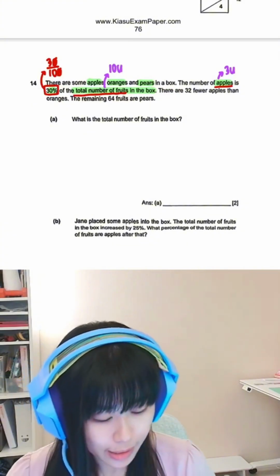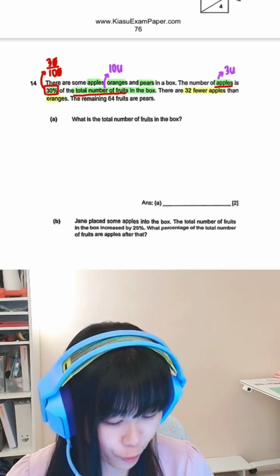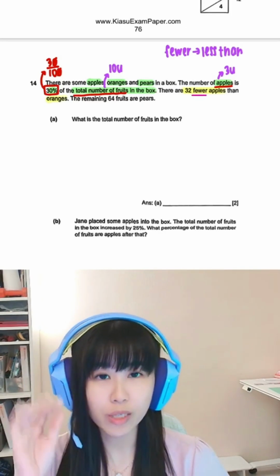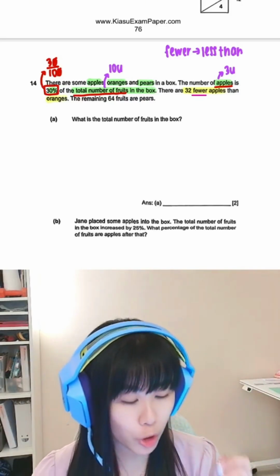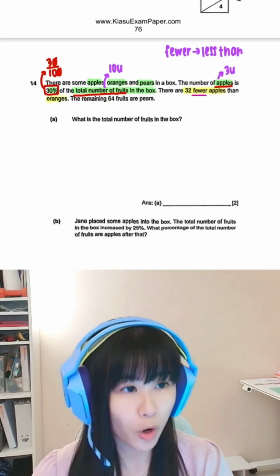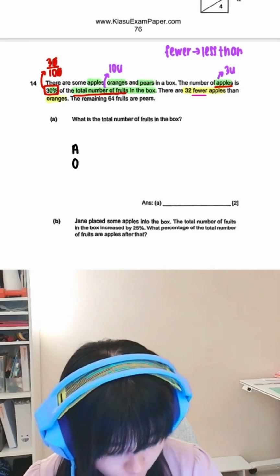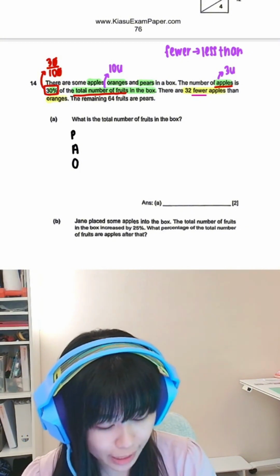Now, next one. There are 32 fewer apples than oranges. When you see this keyword, fewer, it is the same as less than. Am I right or not? Every time you see more than or less than, there is only one method that we will do. The approach is model. A for apples, O for oranges, and then P for pears. Because why? Got 3 things, don't forget.